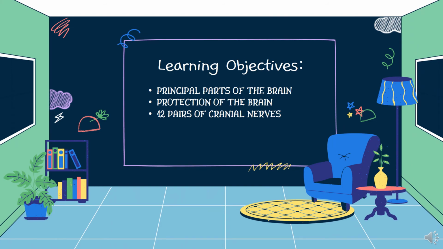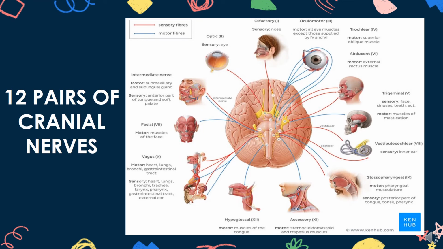And lastly, we are going to discuss the 12 pairs of cranial nerves. The first pair of the cranial nerves is the olfactory. Its function is purely sensory. It carries impulses for the sense of smell. Second is the optic. Its function is also purely sensory. It carries impulses for vision. Third is the oculomotor. Its function is to supply motor fibers to 4 of the 6 muscles that direct the eyeball, to the eyelid, and to the internal eye muscles controlling lens shape and pupil size.